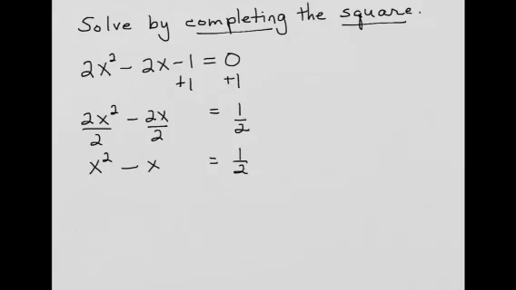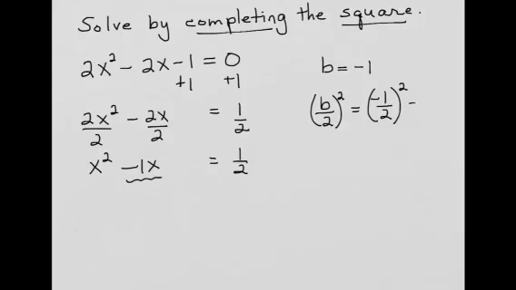Okay, so now I'm ready to add a term to each side of the equation to complete the square. So I look at the x term, and that's a negative x, which is a negative 1x. So that means the value of b in this equation is negative 1. And our formula to complete the square is to take half of b and square it. So half of negative 1 is negative 1/2. If I square that, then I have 1/4.